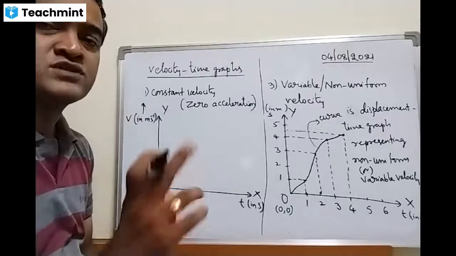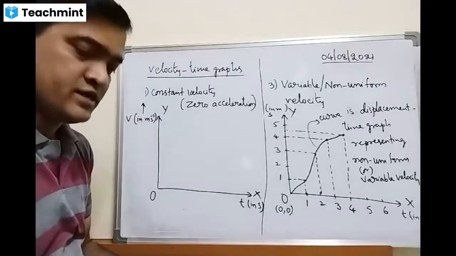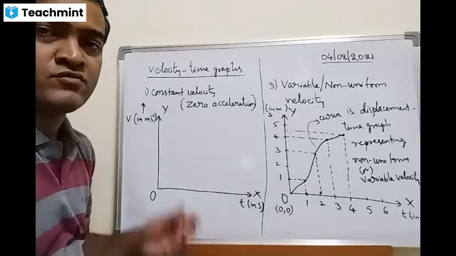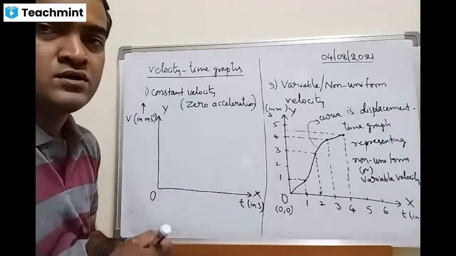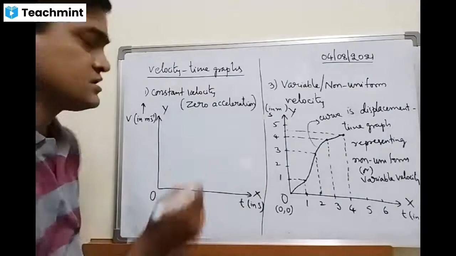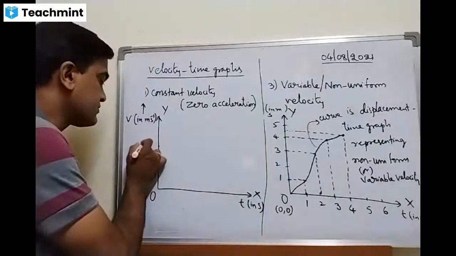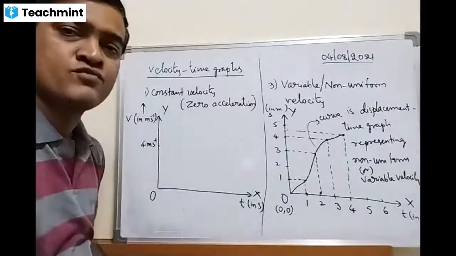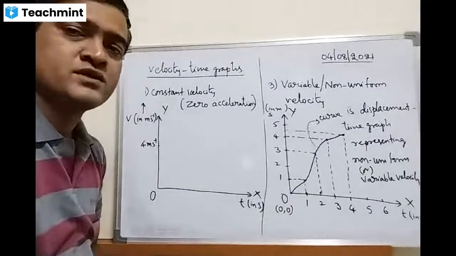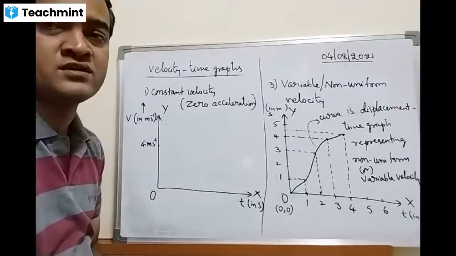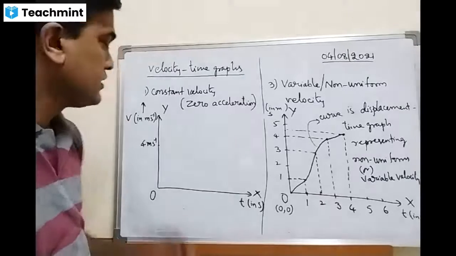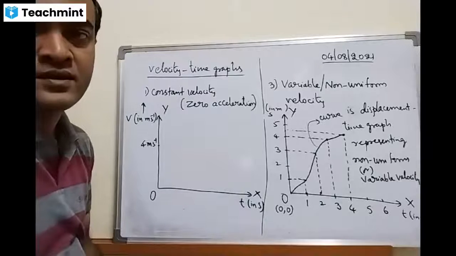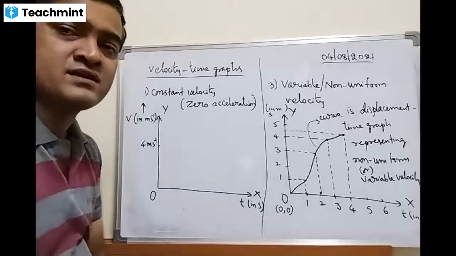For example, if I use a stopwatch or stop clock, the moment I started the stop clock, the particle has moved a certain distance and its velocity has come to 4 meter per second. Velocity has come to 4 meter per second. And now I stopped the stopwatch. The moment I stopped the stopwatch, the reading it was showing for the velocity of the particle was 4 meter per second.